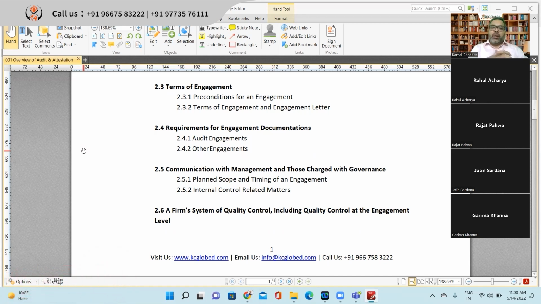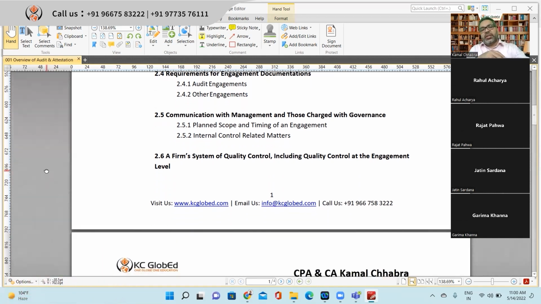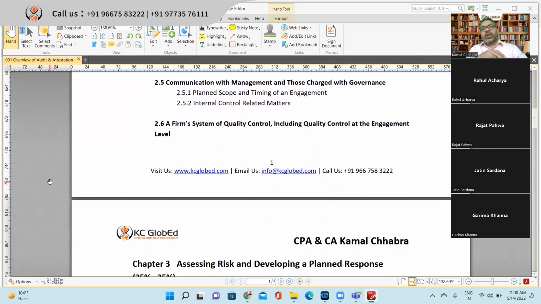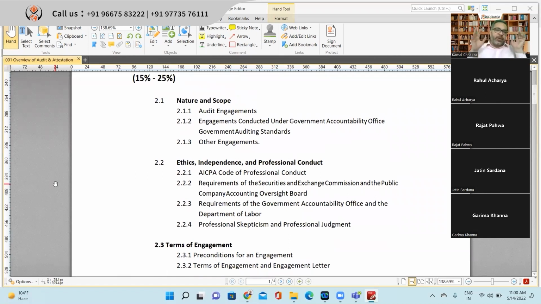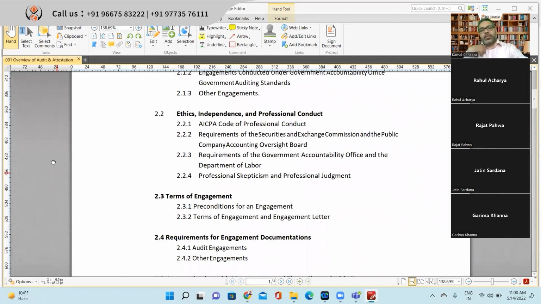Then the next topic is communication with management and those charged with governance. If you see the sequence, first of all, we are understanding the nature and scope of engagement. Then we are preparing ourselves for professional responsibility, code of conduct and professional responsibility.